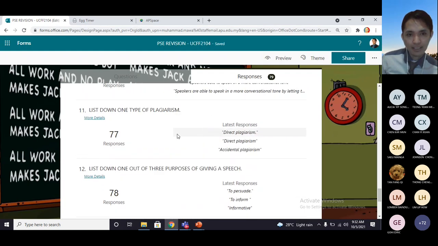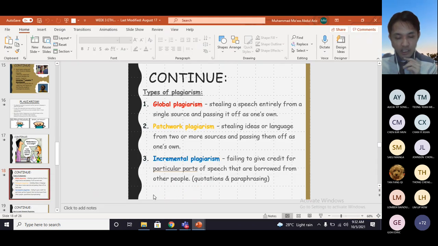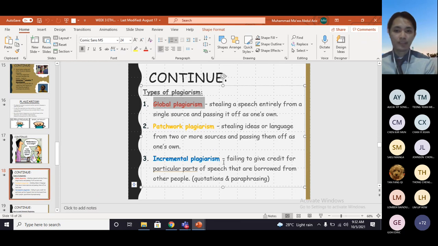Okay, question number 11. Okay, I think this one is a bit more difficult for most of you because I think most of you said accidental plagiarism. This is something that you learned in PDSM and it's correct. But when it comes to our public speech, we have 3 types of plagiarism. We have global plagiarism, where you steal the speech entirely, and then you are telling people that this is your own speech. Patchwork plagiarism is where you steal ideas from different places, and you claim it as your own speech.